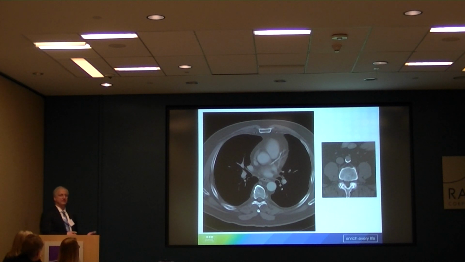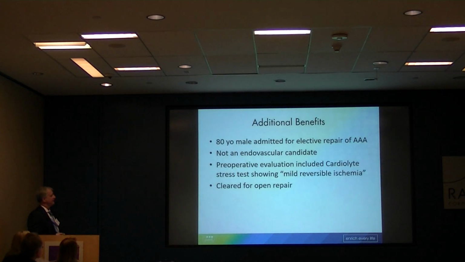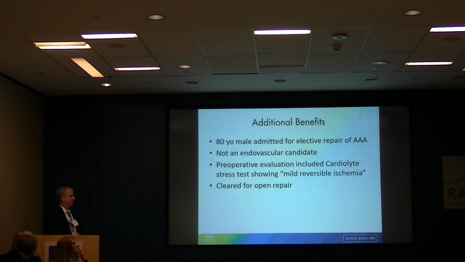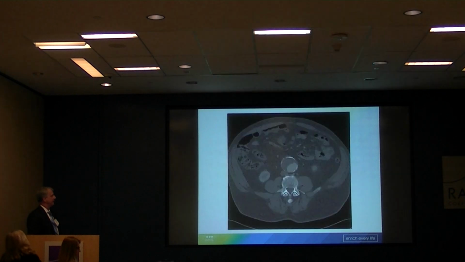Perfect evidence to try and convince him to go on a statin. He ended up having a cardiac cath that showed severe 2-vessel coronary disease, had bypass surgery for those, and did fine. This is a guy who was admitted for elective AAA repair. He was not an endovascular candidate. He had been evaluated in the vascular clinic, showing mild [disease], and had a cardiolite study showing mild reversible ischemia. He was cleared for open repair.